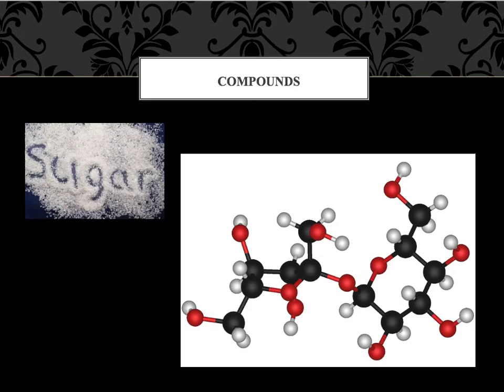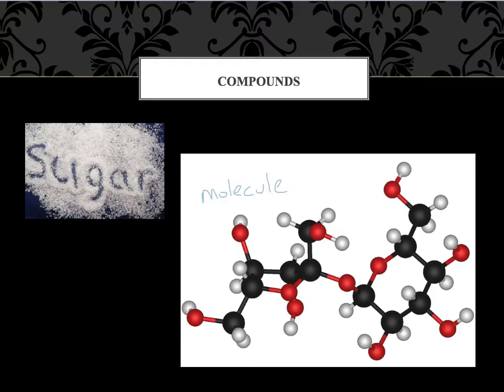That brings us then to compounds. So right here we see a very large compound. This is actually sugar, so those two represent the exact same things. This would be a single molecule of sugar. So just like an atom is the smallest unit of an element, a molecule is the smallest unit of a compound.